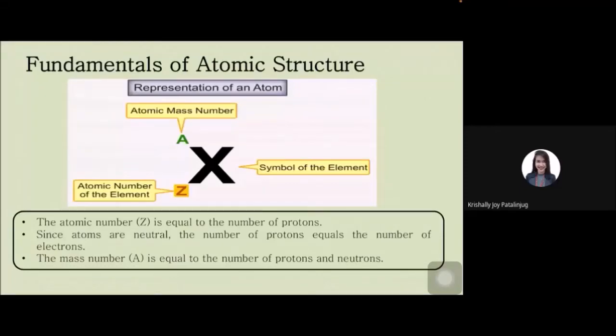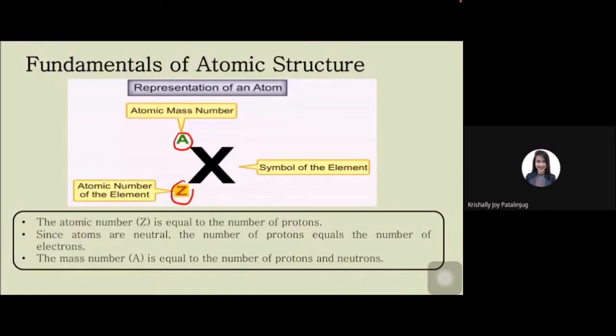Okay? So recall muna natin how to represent an atom because on the latter part of our discussion, this will always be introduced. So again, to represent an atom, we use the symbol X, or capital X. This is to indicate the elemental symbol, or the symbol of the element. And then on the upper left corner is the atomic mass number, and on the bottom left corner is the atomic number.